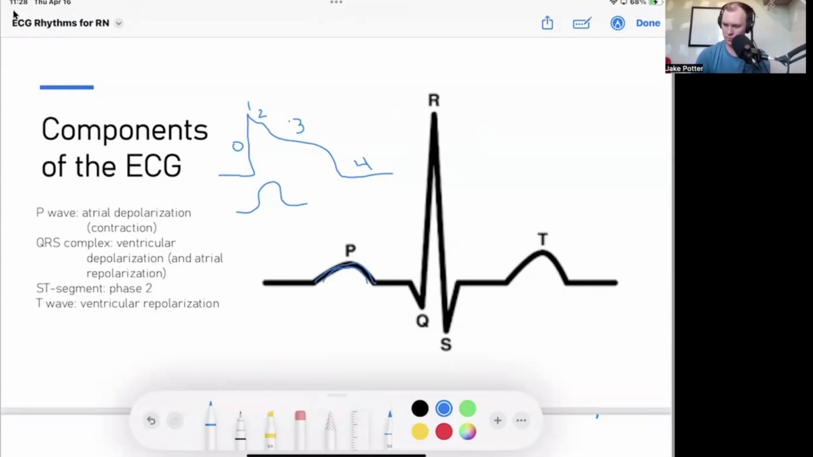Then you have your QRS complex, which looks at ventricular depolarization and contraction. And this is when the atrium is repolarizing. You just don't see it because it's down here, kind of small compared to the QRS. Your Q wave is the first negative deflection. When I say negative or positive, positive would be above the baseline, negative is below the baseline. And then here is your baseline.